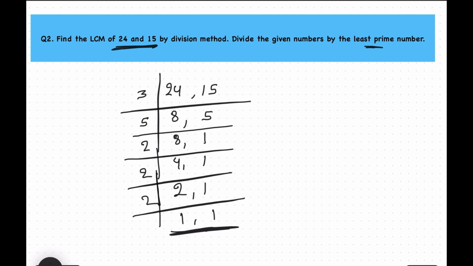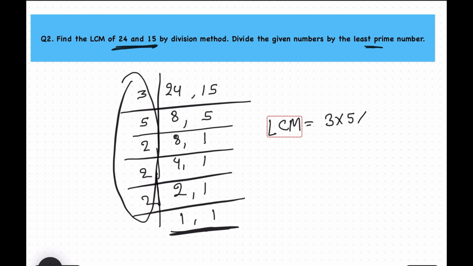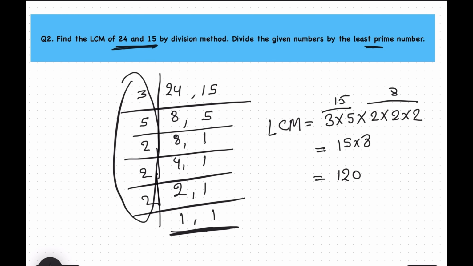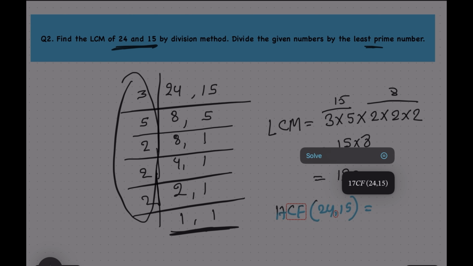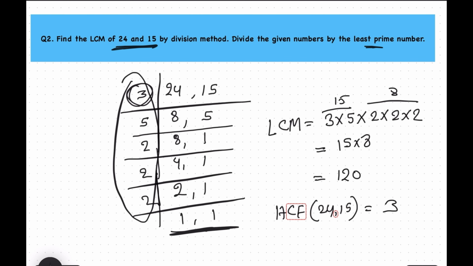Now we have to find the LCM. What is the LCM going to be? We multiply all the numbers: 3 times 5 times 2 times 2 times 2. Here we can see this is 15 and this is 8, so it is 15 times 8. The answer is 120. In this case, if we are asked for the HCF of these two numbers, 24 and 15, we write only the common divisor. So only the number 3 is the HCF for this question.